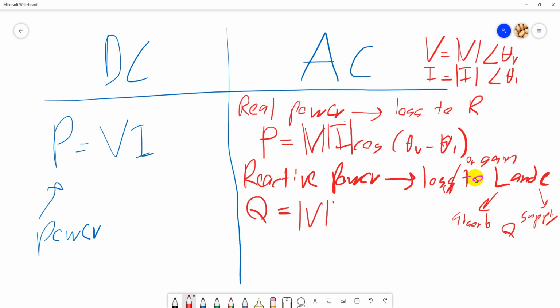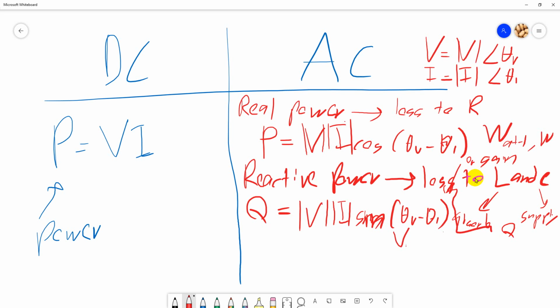The formula is almost the same: VI sin(theta V minus theta I). For real power the unit is watt, W. But for reactive power the unit is VAR, volt-ampere reactive. Remember VAR, the unit. So just remember when you put Q, it is VAR.